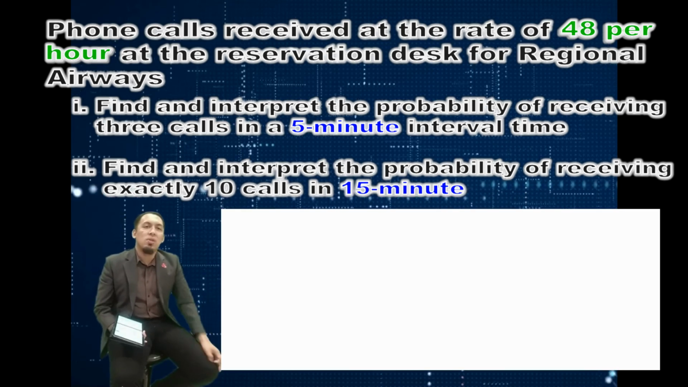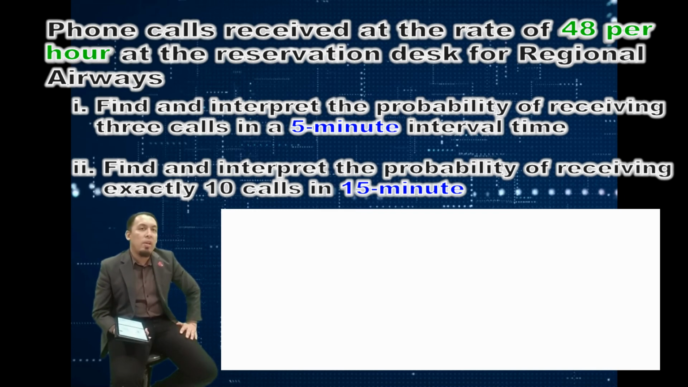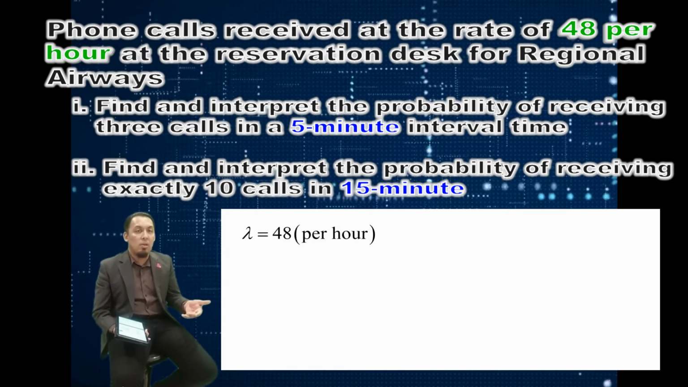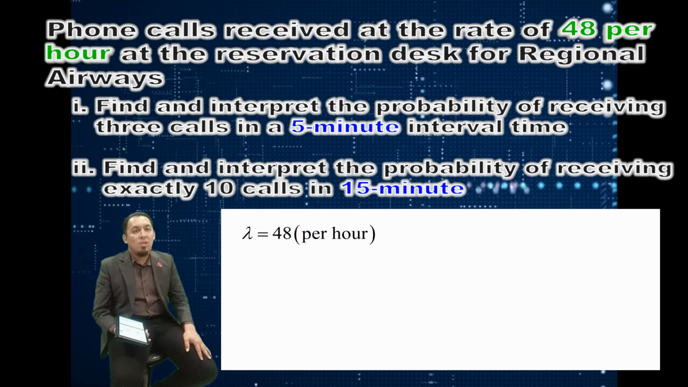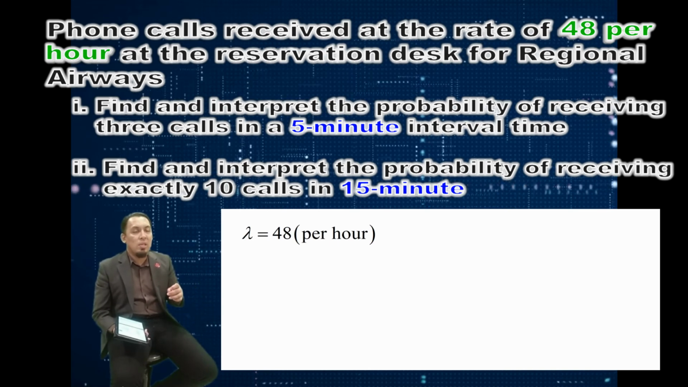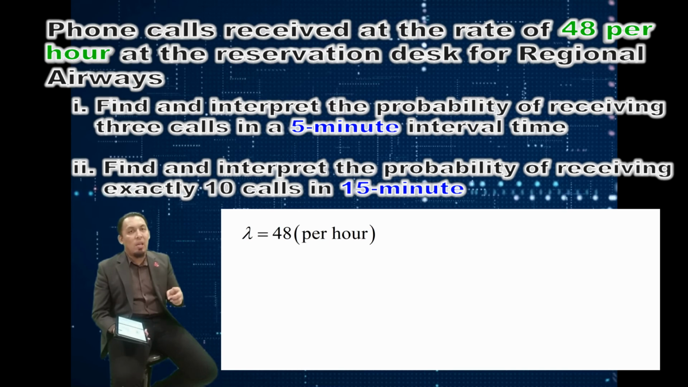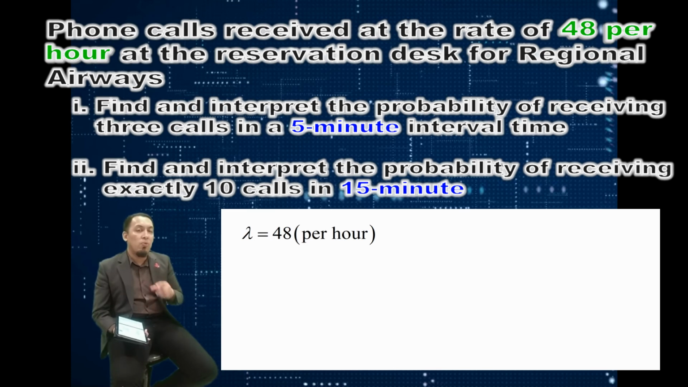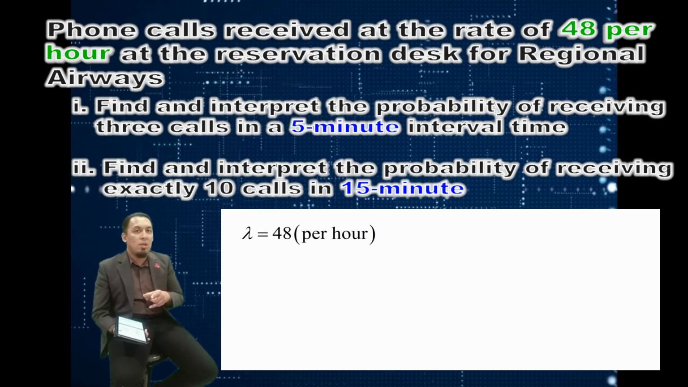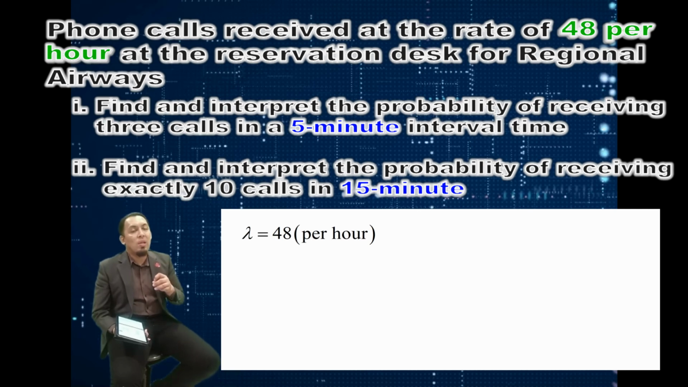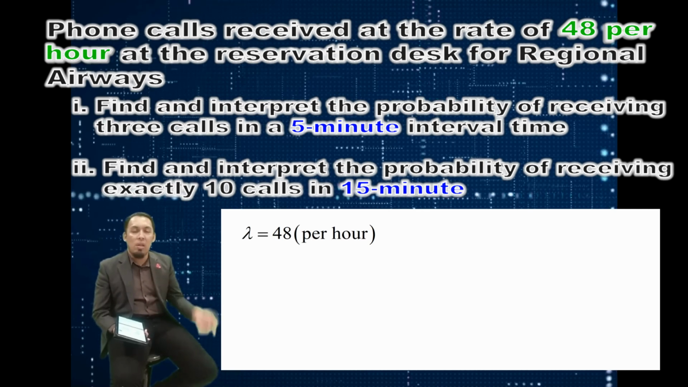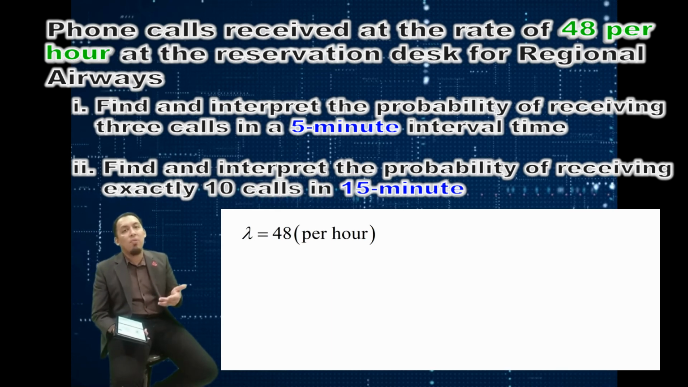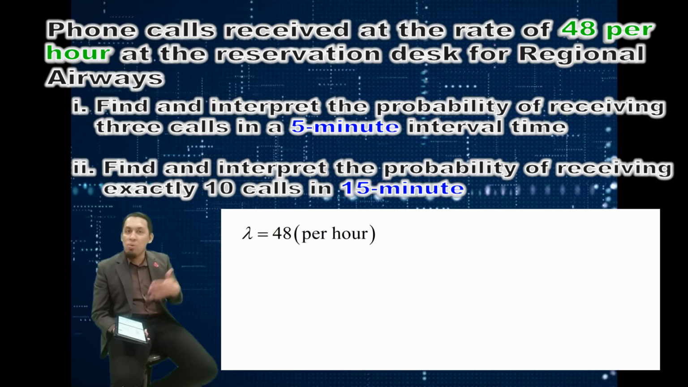So we know that the provided information is the lambda: 48 for 1 hour. Now let's look at the question. The question has an interest in the phone calls received, but now not for 1 hour, just for 5 minutes. So you need to change the lambda accordingly. 48 is the lambda for 1 hour. So how to get the lambda for 5 minutes?